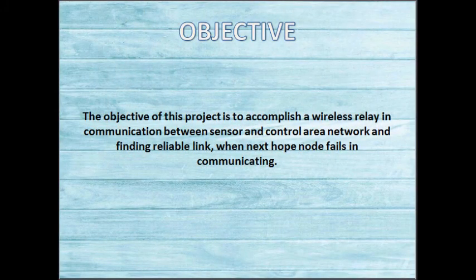The objective of this project is to accomplish a wireless relay communication between sensor and control area network and finding a reliable link when the next hop fails in communicating.